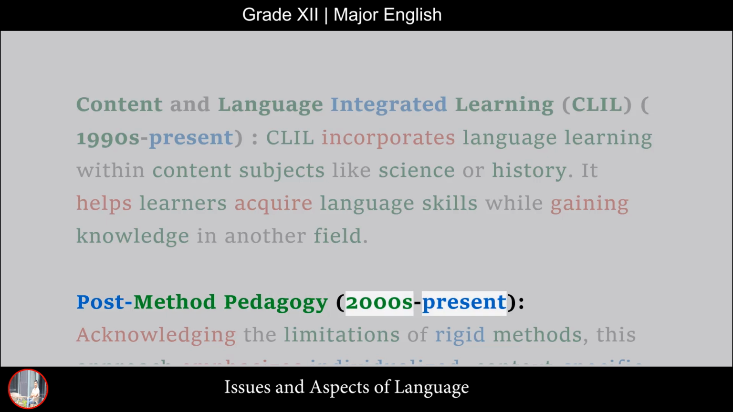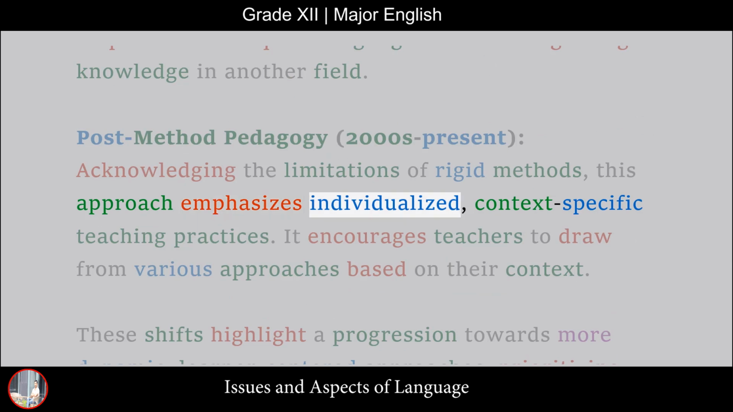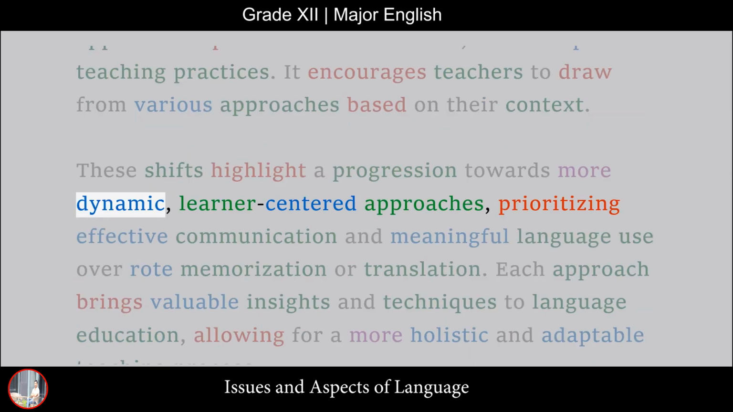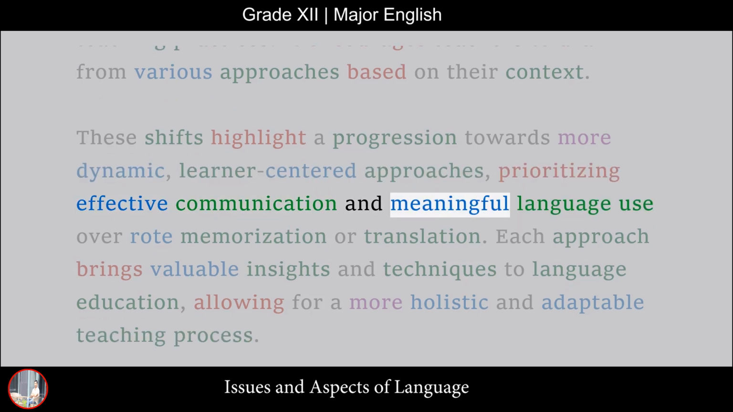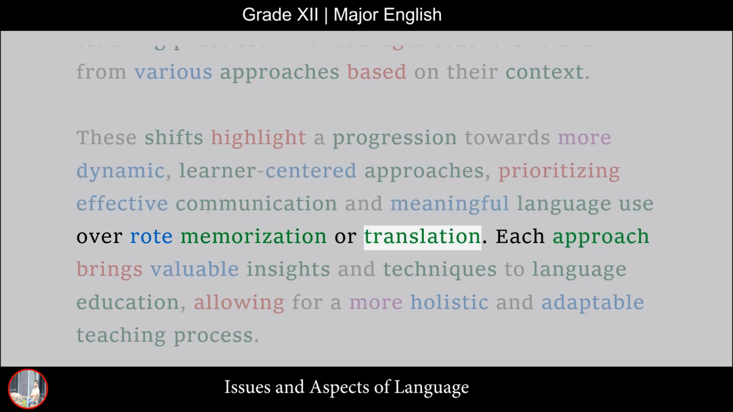Post-method pedagogy, 2000s to present. Acknowledging the limitations of rigid methods, this approach emphasizes individualized, context-specific teaching practices. It encourages teachers to draw from various approaches based on their context. These shifts highlight a progression towards more dynamic, learner-centered approaches, prioritizing effective communication and meaningful language use over rote memorization or translation. Each approach brings valuable insights and techniques to language education, allowing for a more holistic and adaptable teaching process.